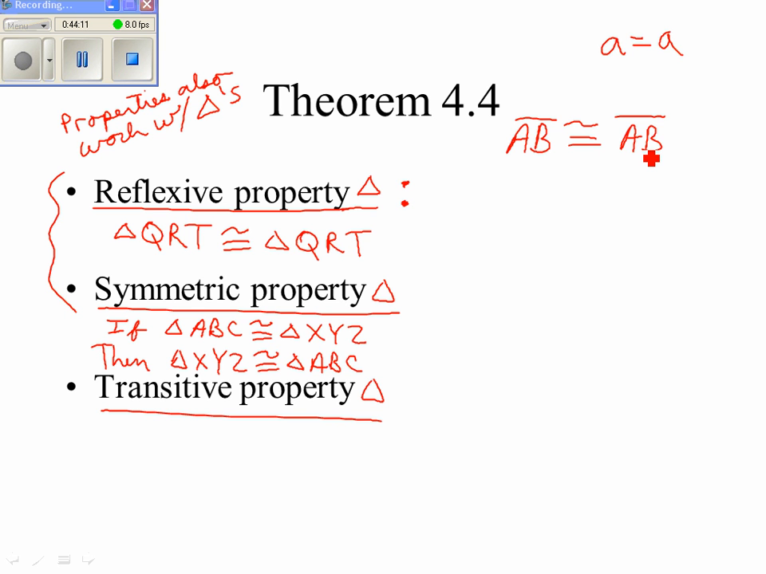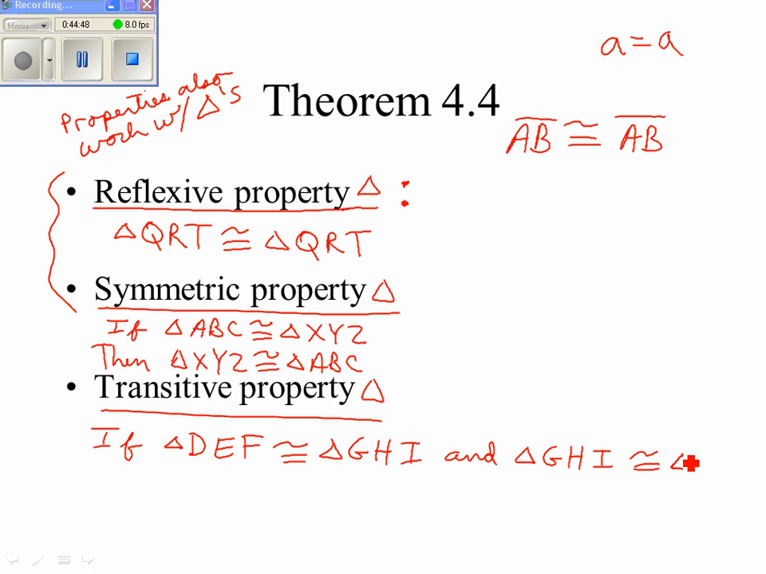Transitive properties. Anybody remember what transitive is? It's like substitution. Let's do triangle. We did ABC, so let's go with DEF is congruent to triangle, I think of my alphabet here, FGHI, and triangle. How's this next part have to start? With a GHI. GHI is congruent to triangle HI, what, JKL?